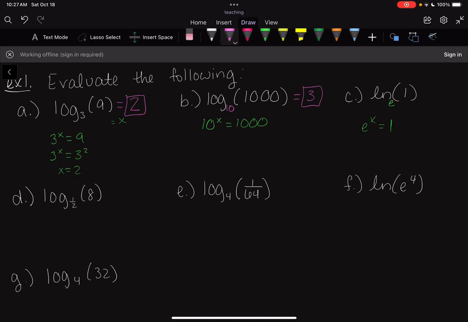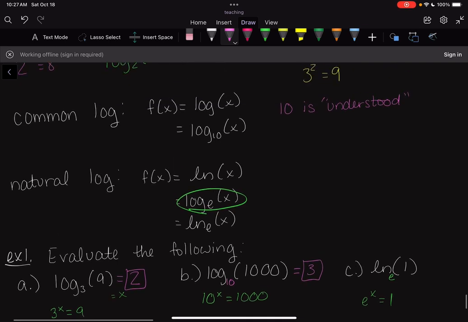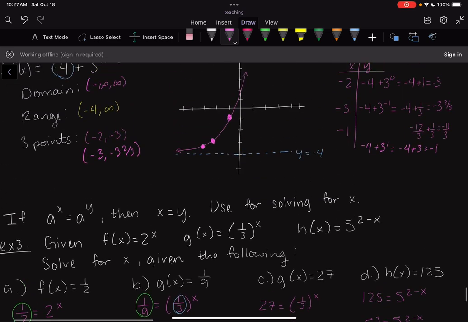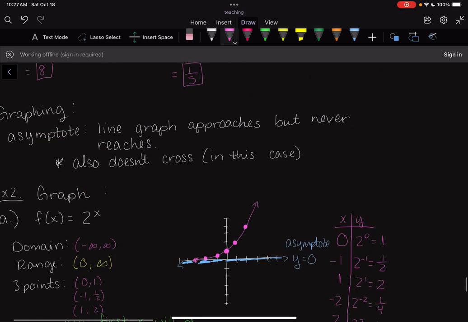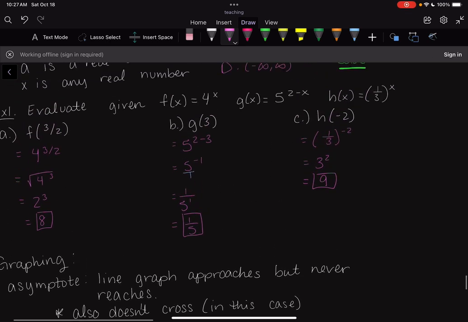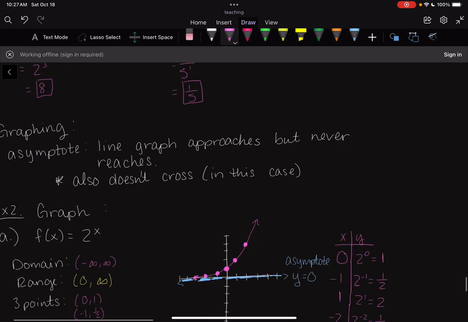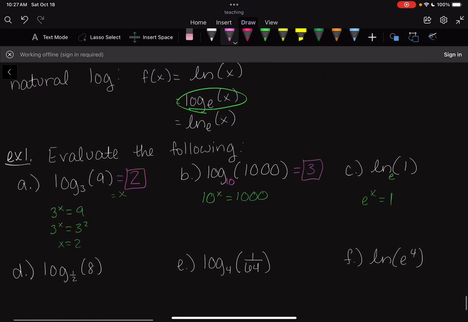As I'm going through this, I'm not sure that I defined e for you in the exponential section. I'm looking back. No, I didn't. Okay, I'm sorry about this. I'm going to talk about it now, but it's a little late for me to be talking about it.